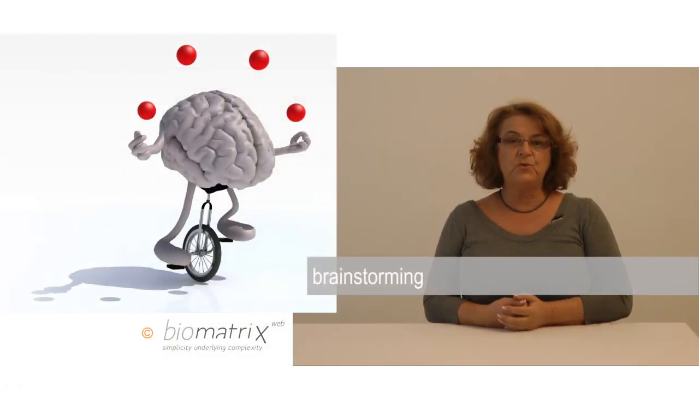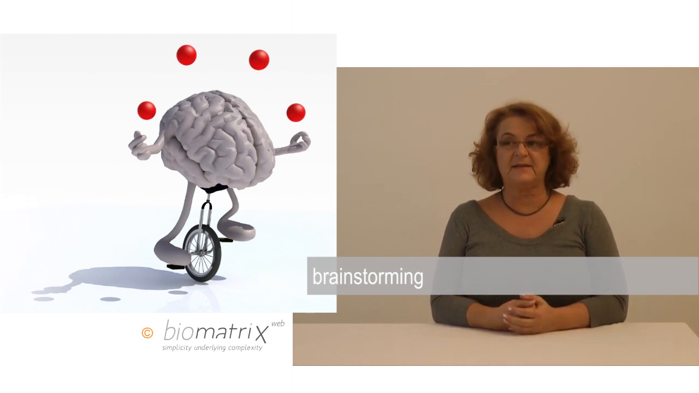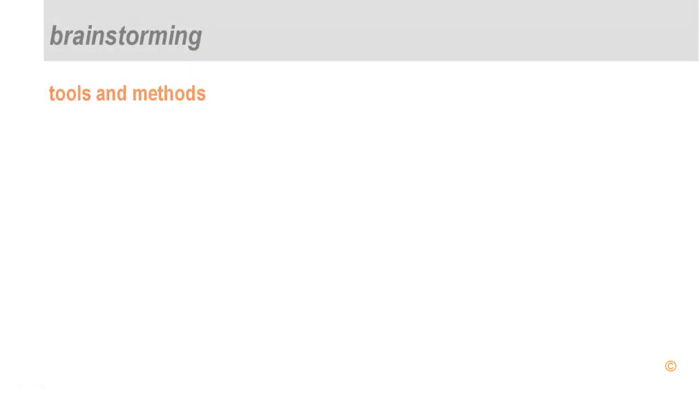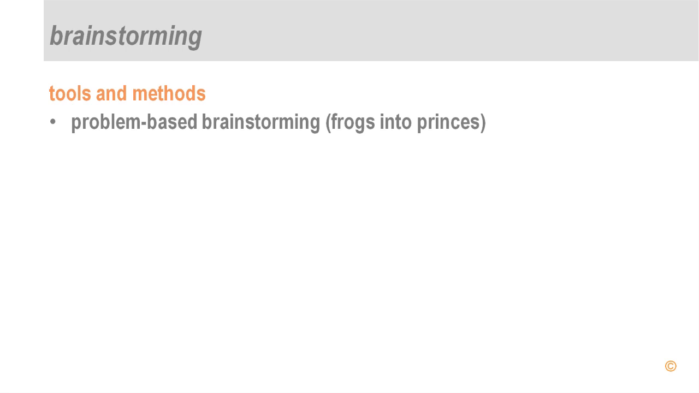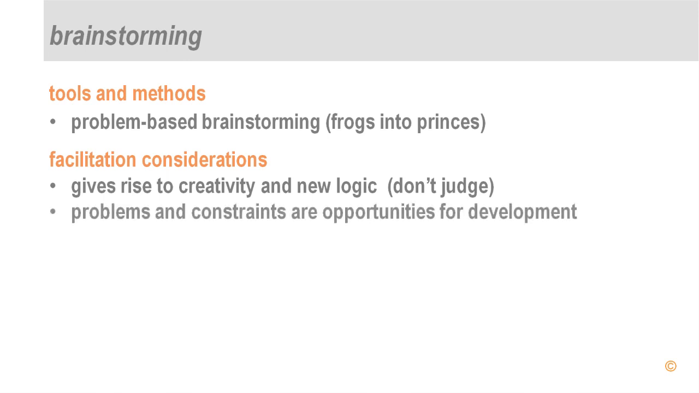The brainstorming part of ideal redesign was also discussed in Module 2. We extensively used the problem-based brainstorming method, the so-called boiling frog into princess method. This method gives rise to creativity and also a new logic. And as I said earlier, the more problems we have, the more ideas for a solution will we get.